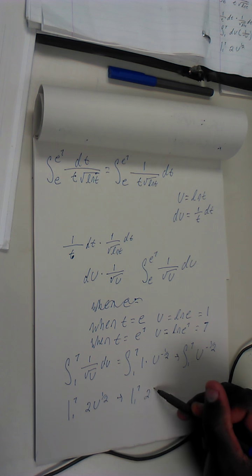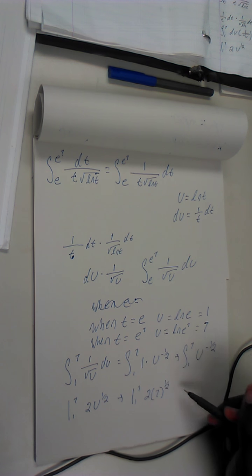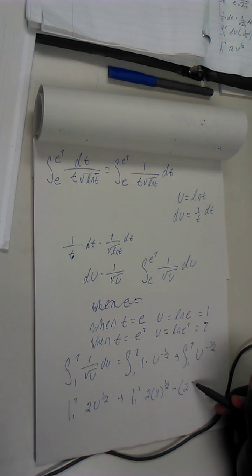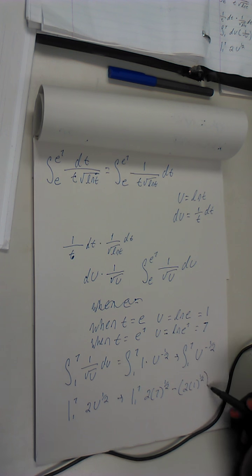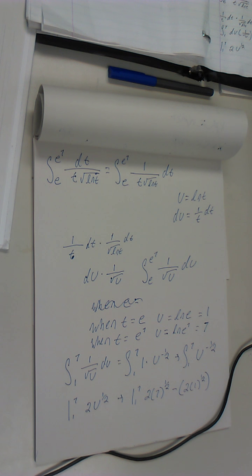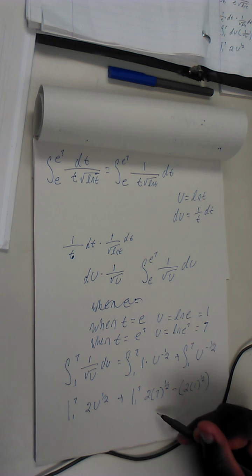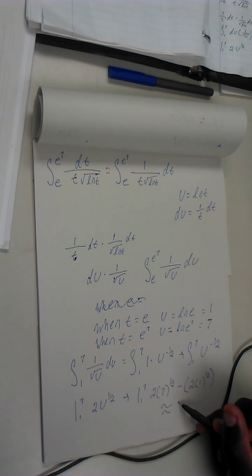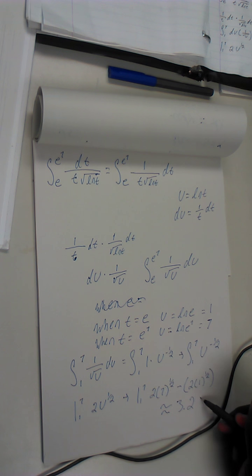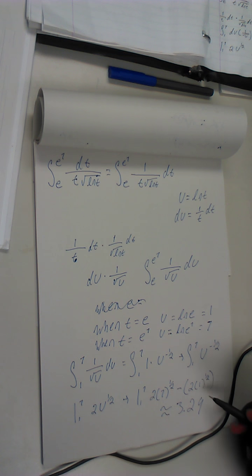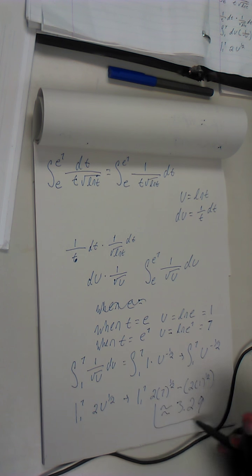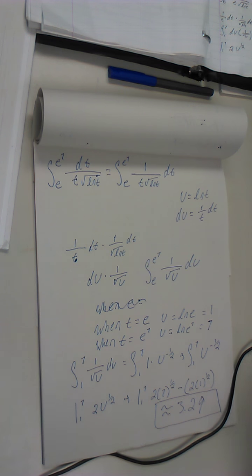Going from 1 to 7, 2 times 7 to the 1/2 minus 2 times 1 to the 1/2. And so when you throw that into the calculator, that's going to be approximately 3.29. That'll be your final answer.